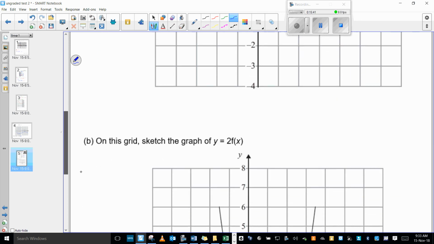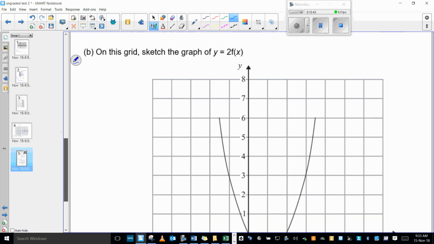And then the last one, the big 2 in front, what does that do? Essentially it stretches it up. Okay? Now, what happens is that you need to make sure that you're aware of what's going on here. So your original function is being multiplied by 2.